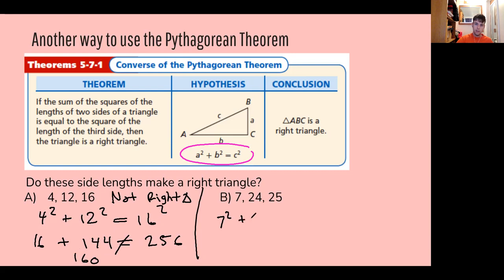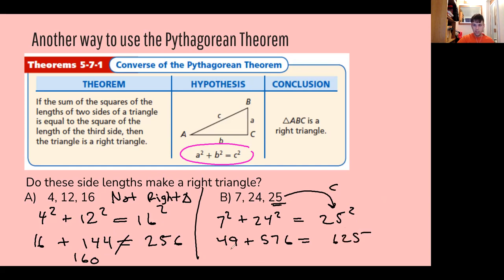7 squared plus 24 squared equals 25 squared. Remember, the biggest side has to be c. Has to be the hypotenuse. All right, so this is 49 plus 576 equals 625. Adding those together, I'm going to use my calculator. 49 plus 576. Yep, 625. Check, works out. So this is a right triangle. These sides would actually make a right triangle.